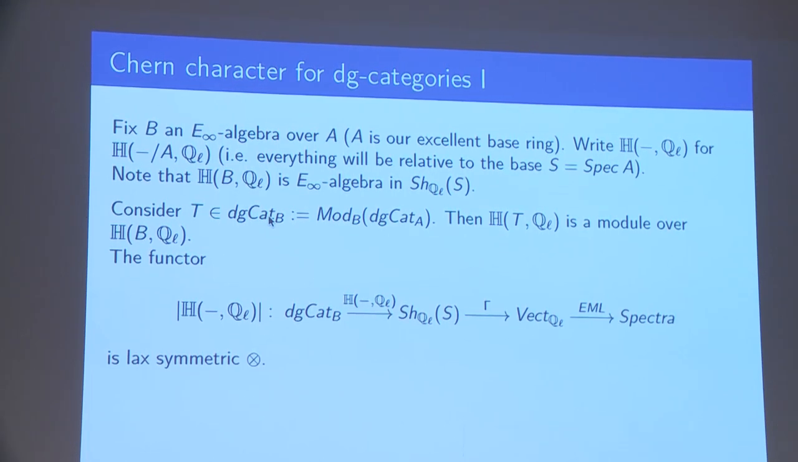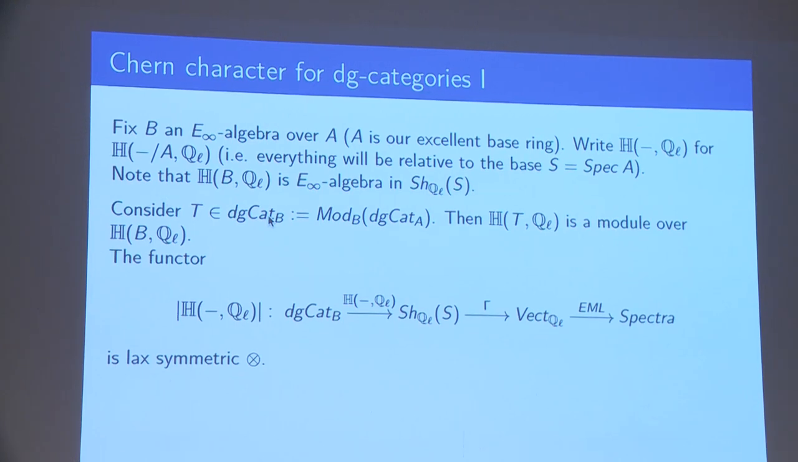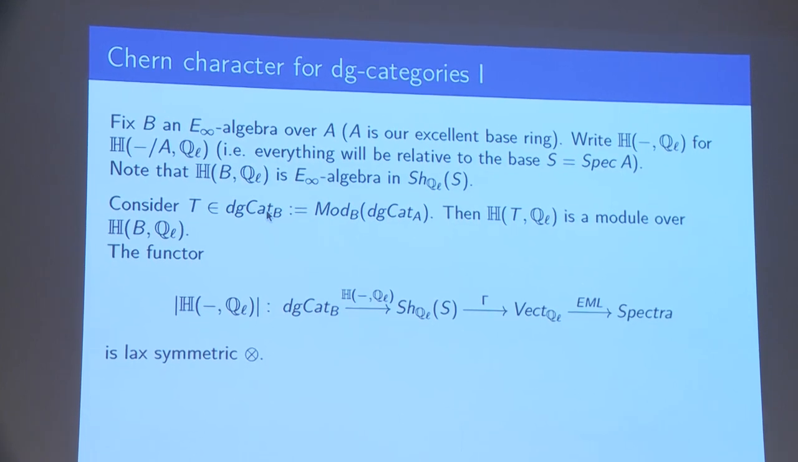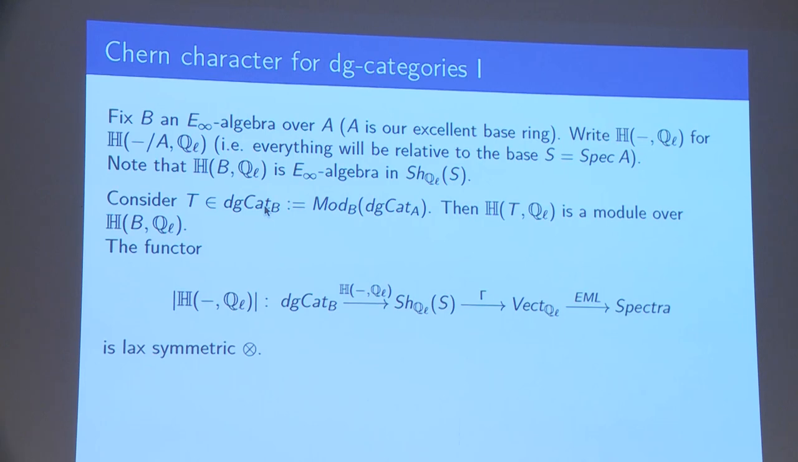And we can consider this composition. You go from DG categories over B, you apply the realization, you arrive in l-adic sheaves, then you take derived global sections, you arrive in complexes of Q_l vector spaces, and then you apply the Eilenberg-MacLane construction, you get a spectrum. And this composition is lax symmetric monoidal.